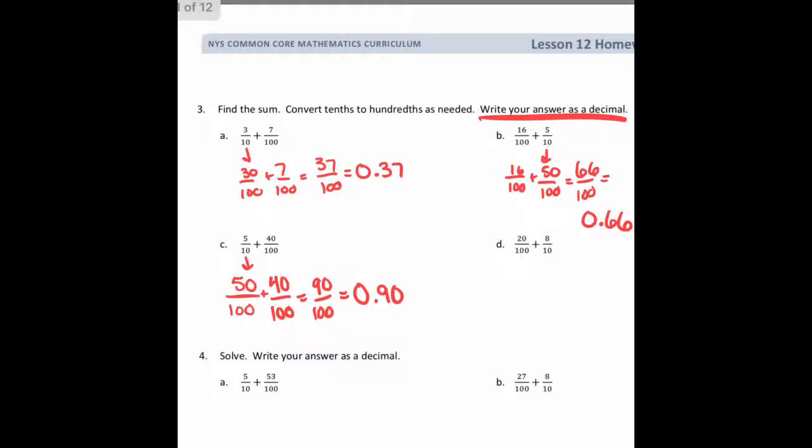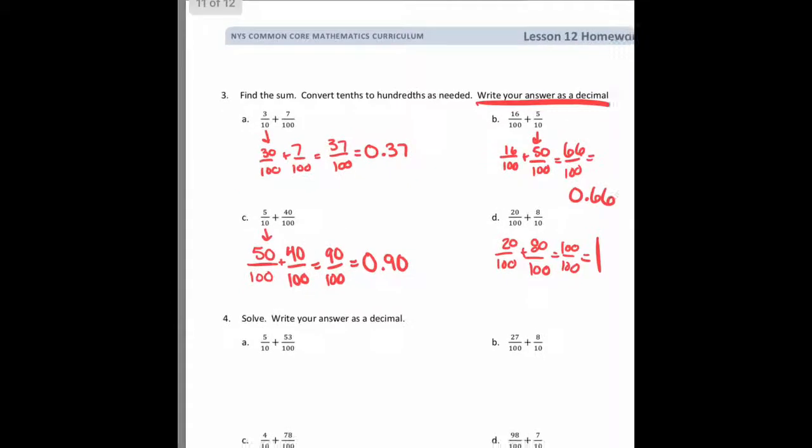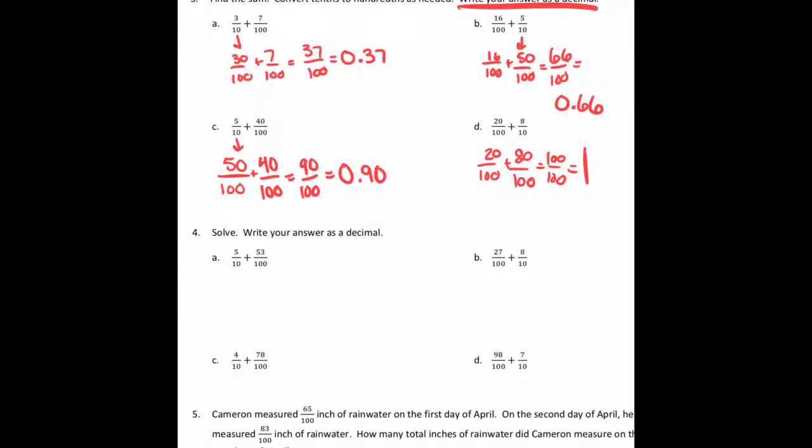Alright, part D, we have 20 hundredths plus 8 tenths. Well, 8 tenths is going to be 80 hundredths. So when I add the 20 and the 80, I'll get 100 hundredths, which is the same thing as 1 whole, or just 1. Okay, number 4, you're going to solve and write the answer as a decimal.